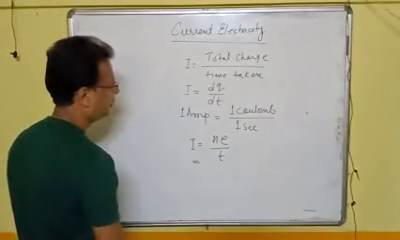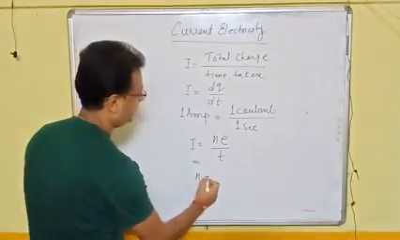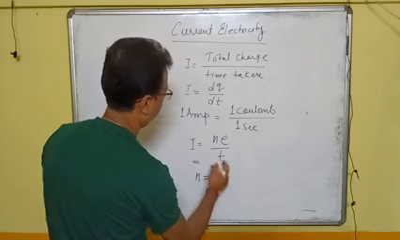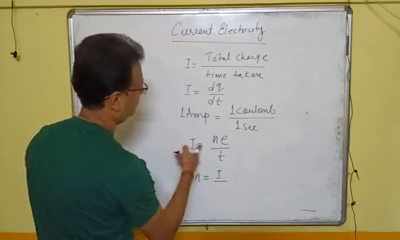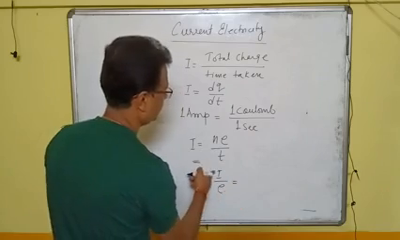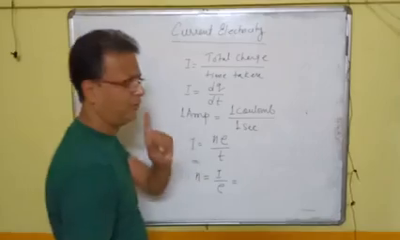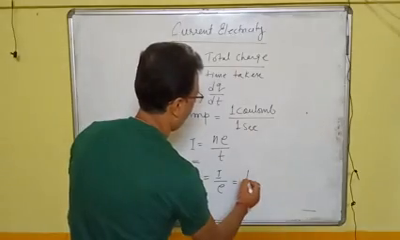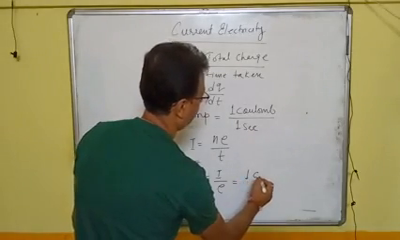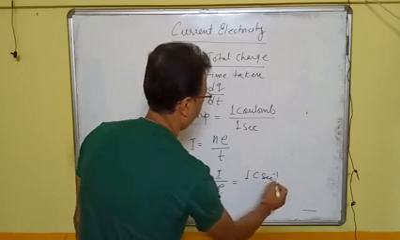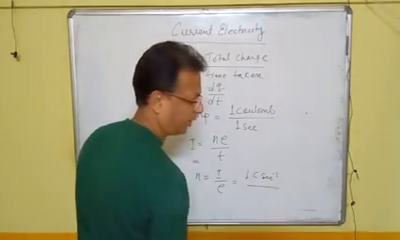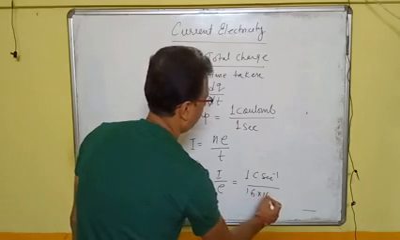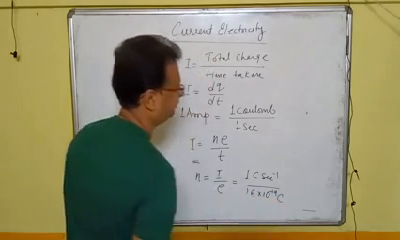For that we find out how much N is. N is I divided by e. Now this I is the current flowing for 1 second, so we can write it as 1 ampere. Ampere is coulombs per second, divided by the charge of the electron. The charge of the electron is 1.6 into 10 to the power of minus 19 coulombs.